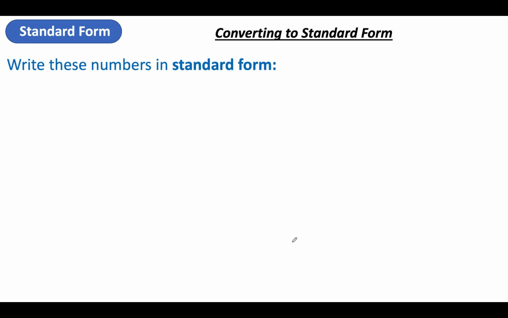Okay, let's write some numbers in standard form. All right, so we've got 7,200,000. I want to write that in standard form. The first thing to do is write down the decimal part, so the 7 and the 2, whatever digits you've got, with the decimal point after the first number, because that's where it needs to be for it to be standard form, because that's the rule for standard form.